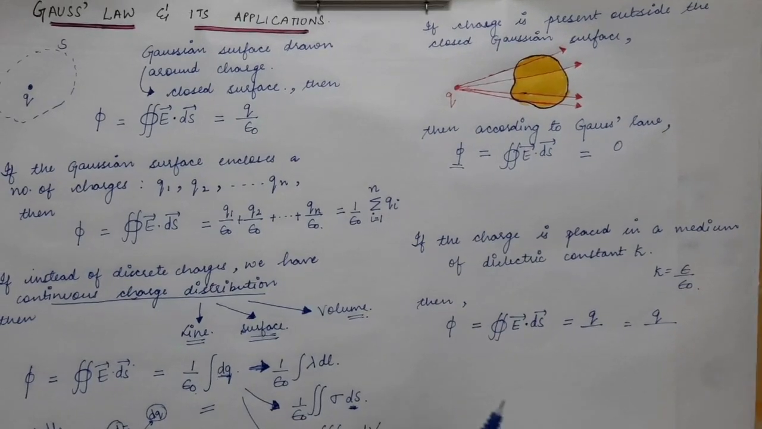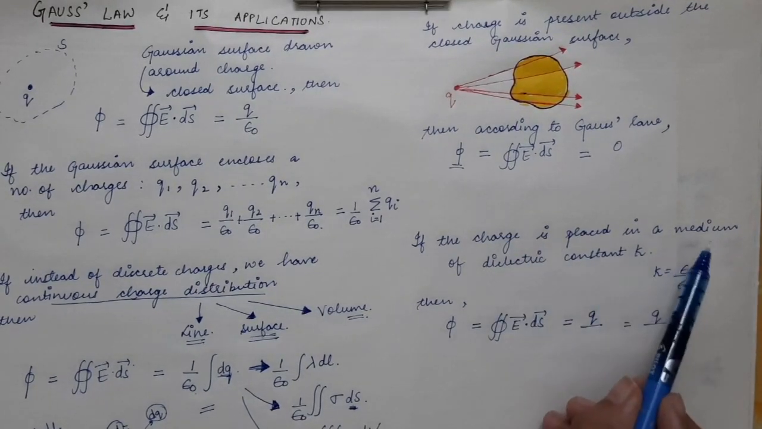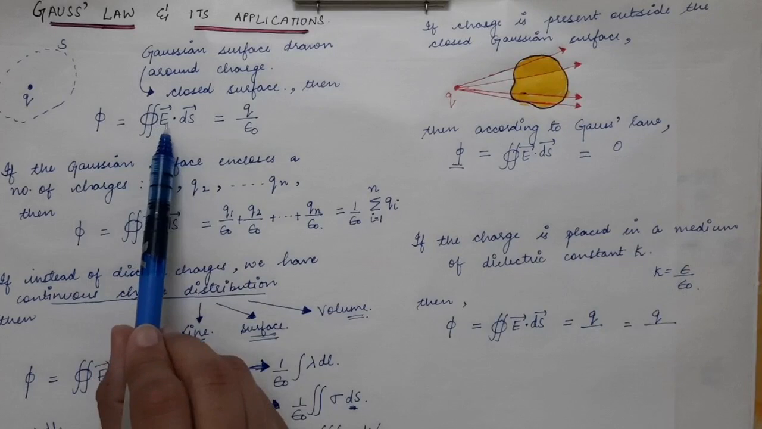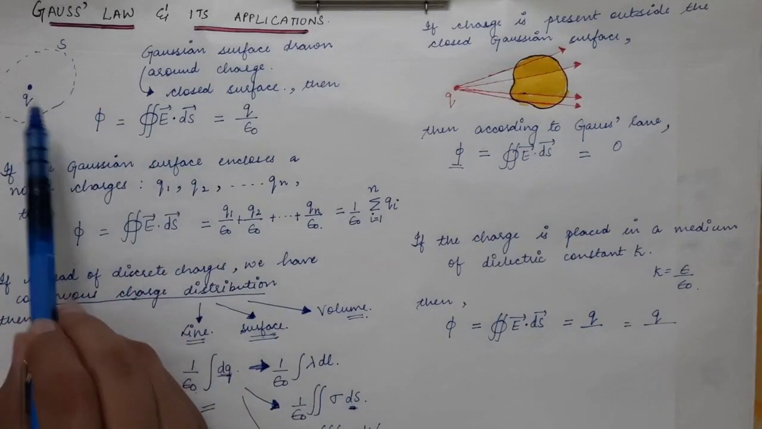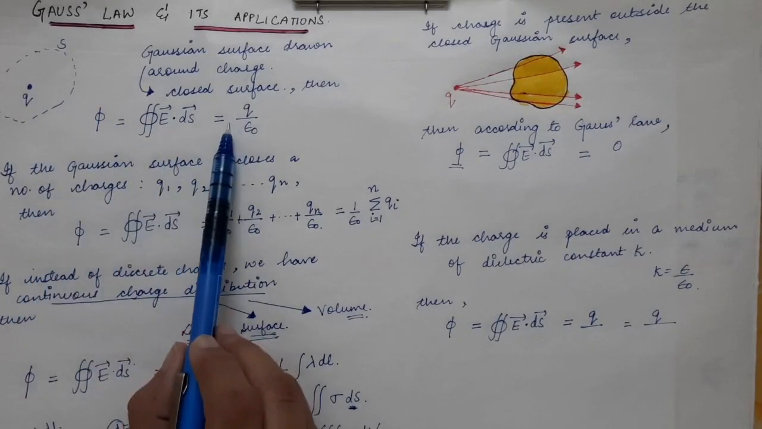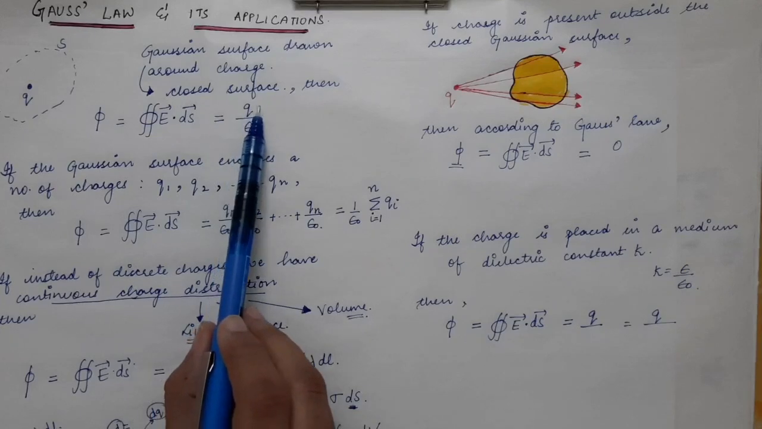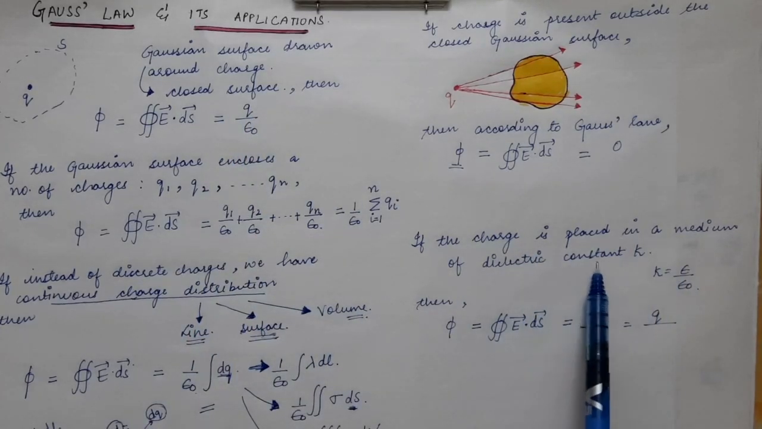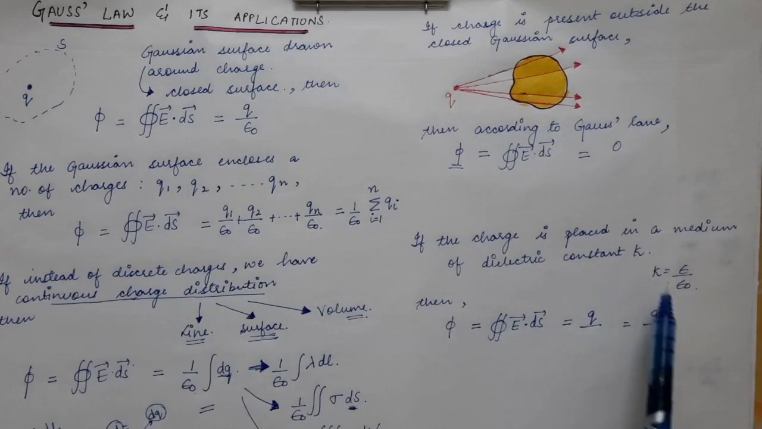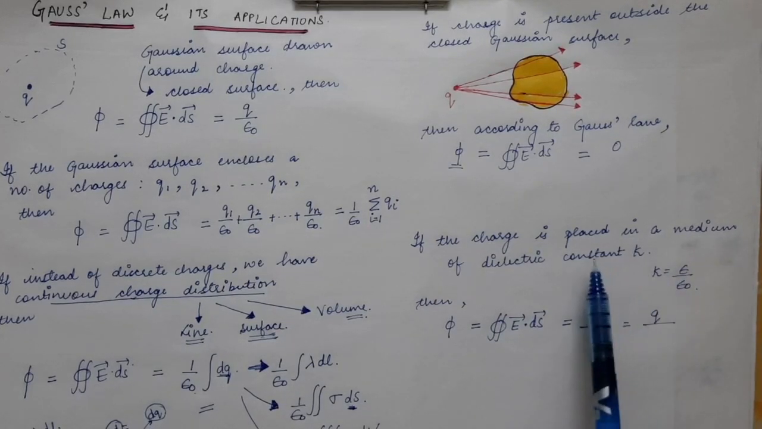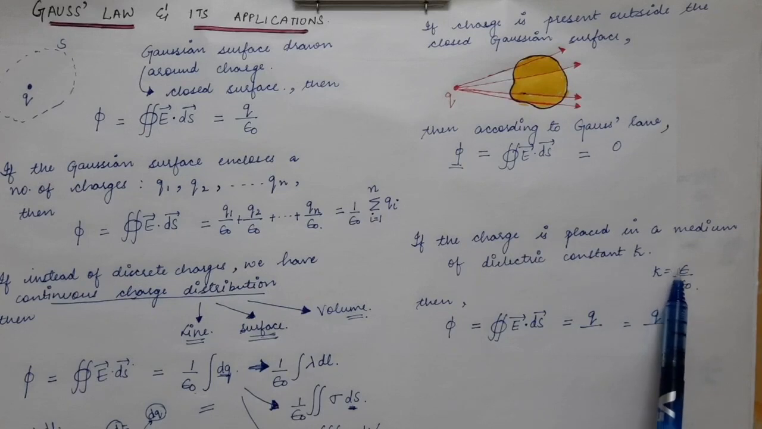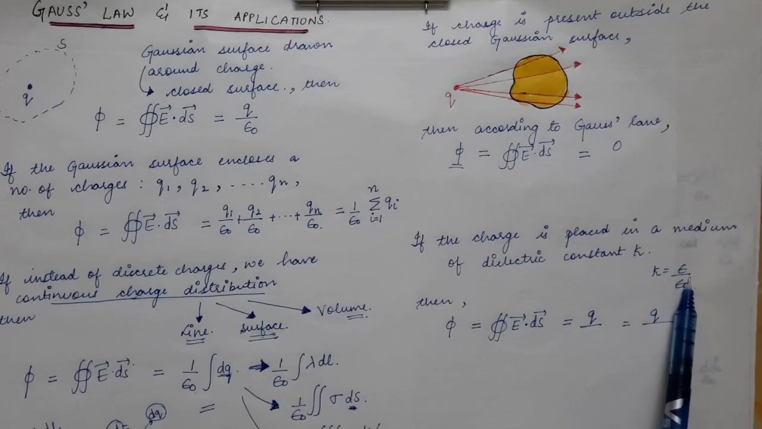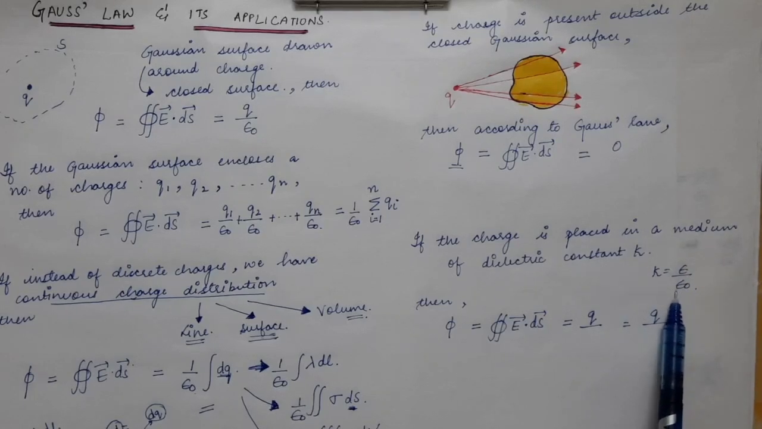Now the next case is when the charge is placed in a medium. Here we had talked about the charge present in vacuum, so in that case we had 1 by epsilon naught times Q. Now what if the charge is placed in a medium whose dielectric constant is K? The dielectric constant K of a medium is equal to the ratio of the permittivity of the medium to the permittivity of vacuum. So K is equal to epsilon divided by epsilon naught.